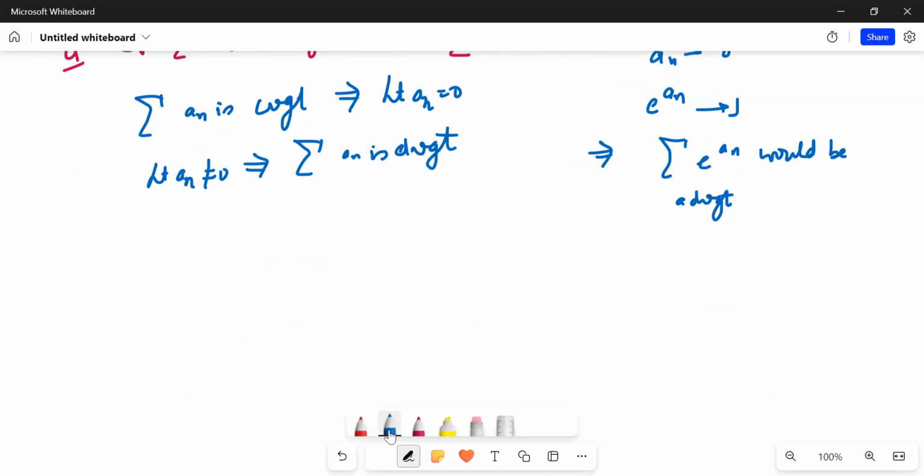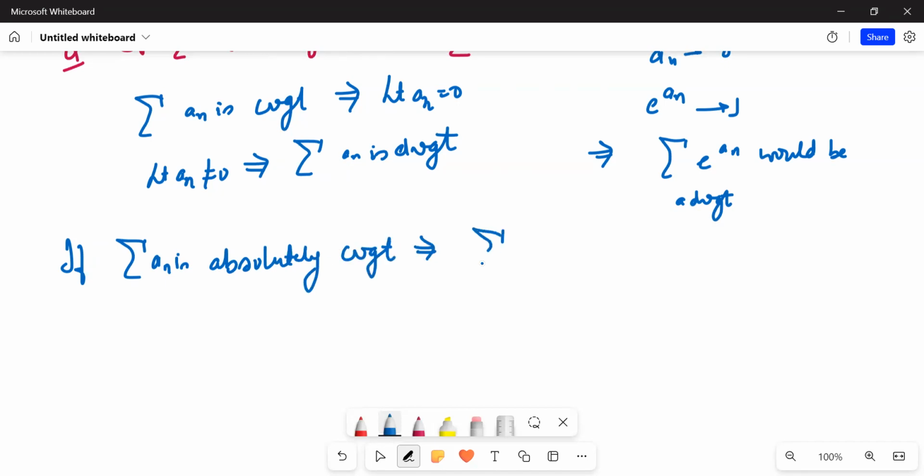Now, one more assertion that I want to make: if a series is absolutely convergent, then it is convergent. Okay, let us see how. If I'm saying that summation an is absolutely convergent, that implies the sequence of partial sums associated with it. Let us say the sequence of partial sums of summation an is Sn, and let us take the sequence of partial sums of summation modulus an as sigma n.